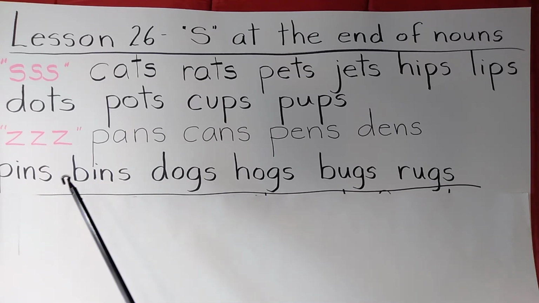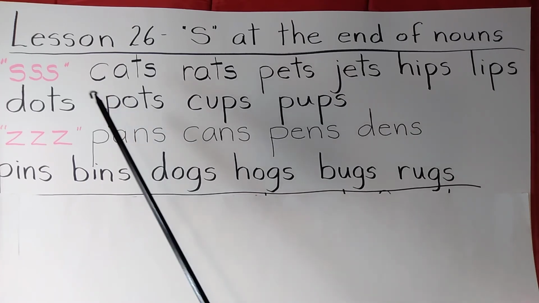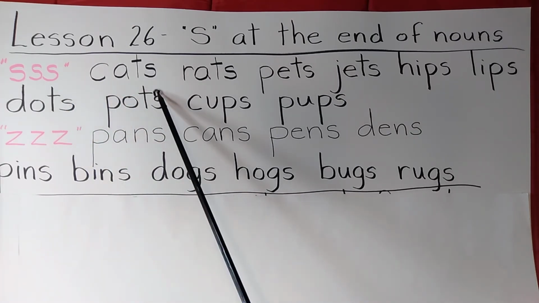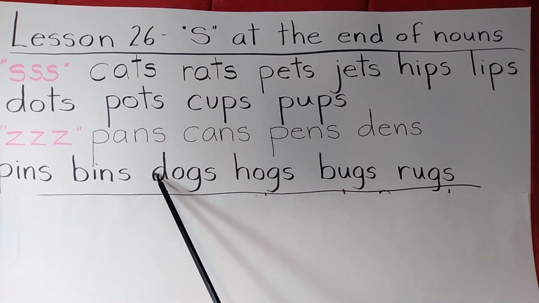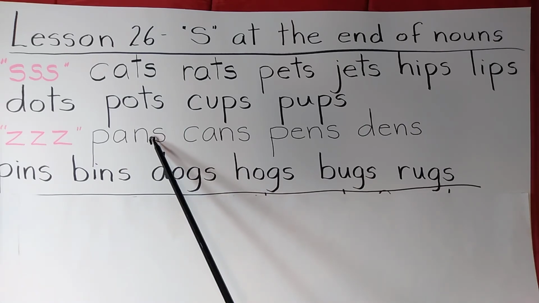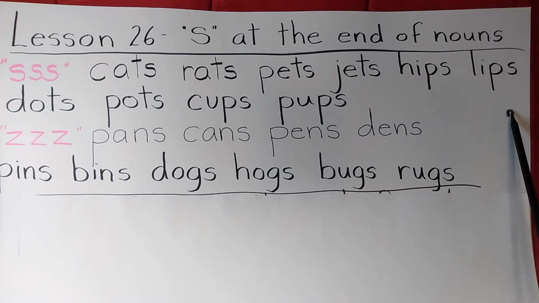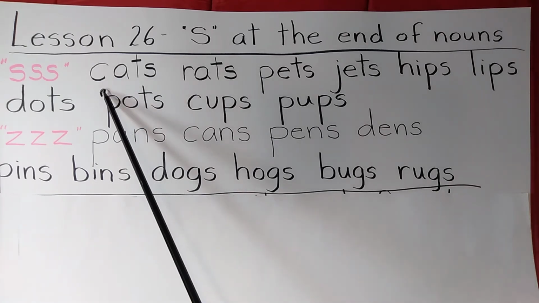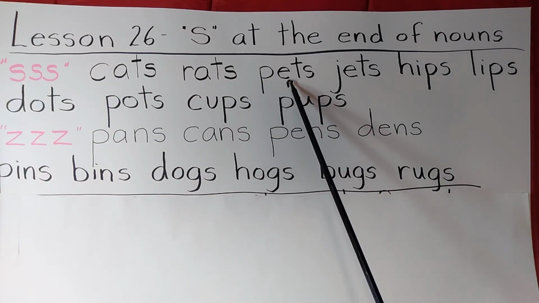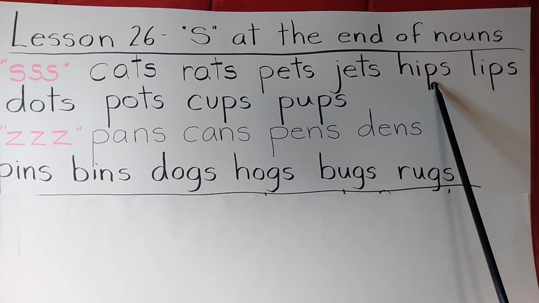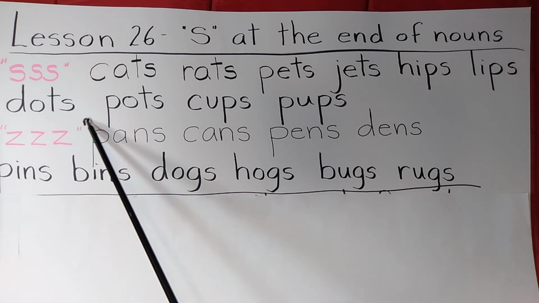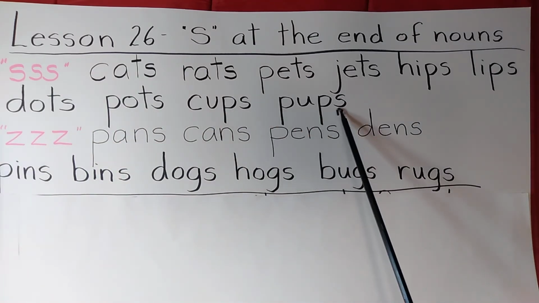So we're going to practice putting S's on nouns. The first 2 lines, the S's sound like S. The second 2 lines, the S's sound like Z. And I'm just going to read through these one time, and then teachers have the students read these to you. Cats, rats, pets, jets, hips, lips, dots, pots, cups, pups. So we have pairs of rhyming words, as you see.